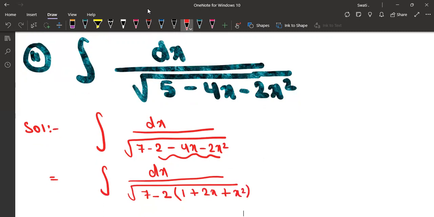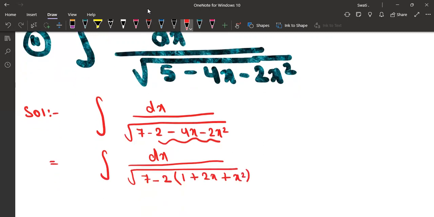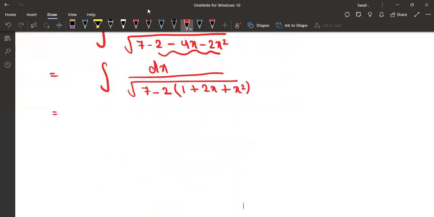Now, I hope you have already observed what is happening here and what we have to do inside the bracket. So let's do that. So dx upon root over 7 minus 2.